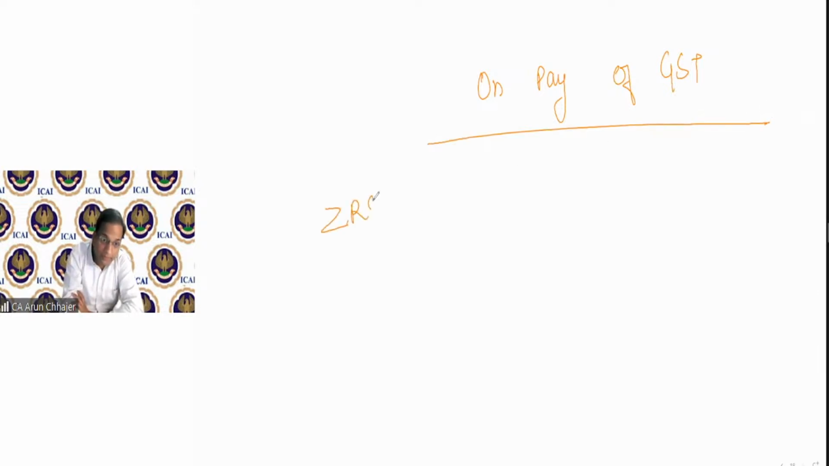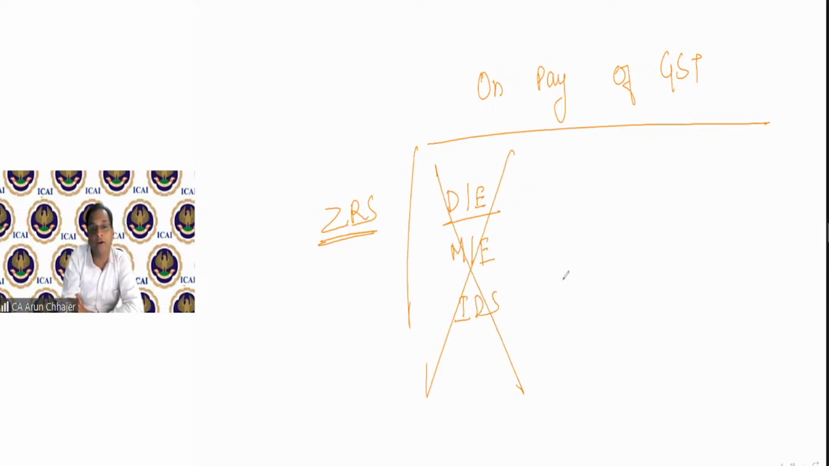Zero rated supply में LUT का route available है. तो deemed export is not the zero rated supply. Merchant export is not the zero rated supply. Inverted duty structure is not the zero rated supply. So you have to go on IGST only. Is it clear?